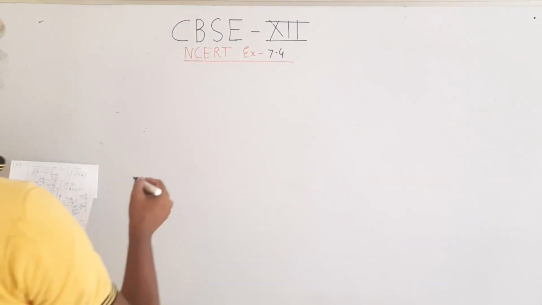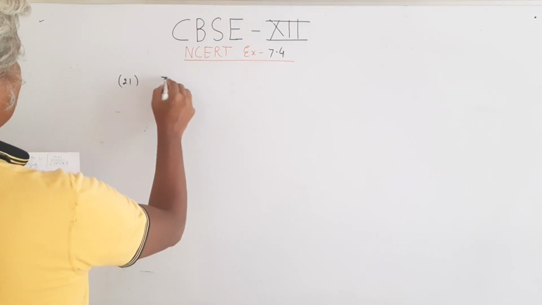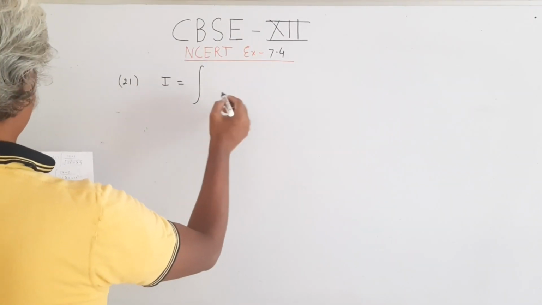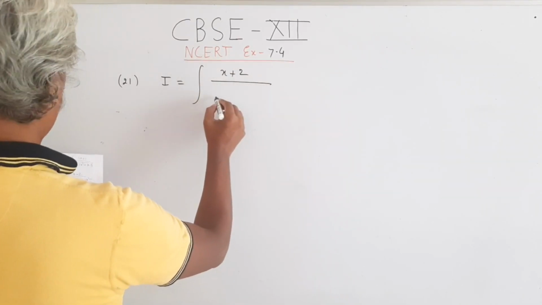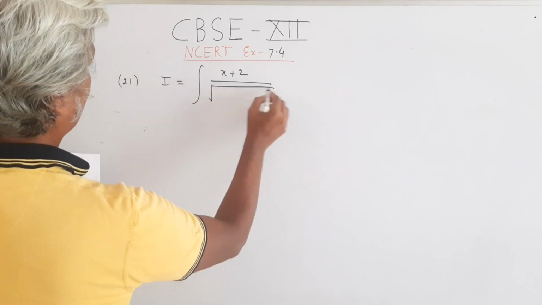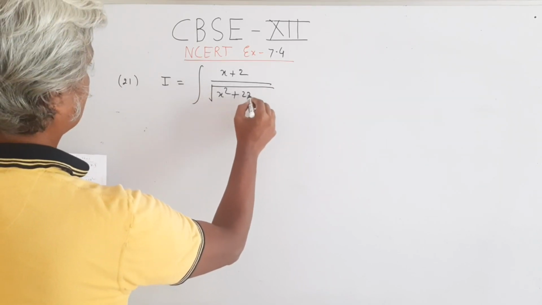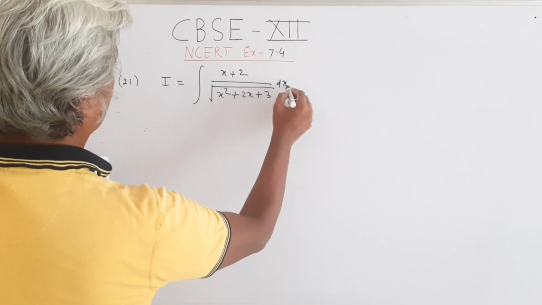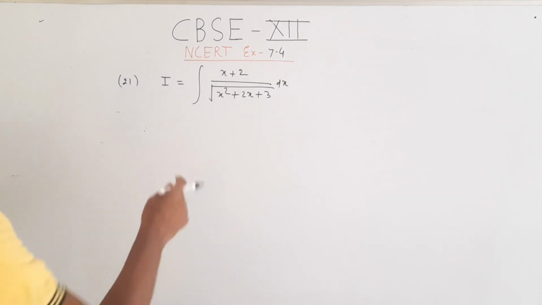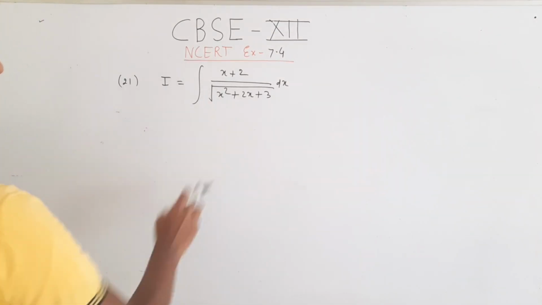Now question number 21. Find the integration of x plus 2 over square root of x square plus 2x plus 3 dx.